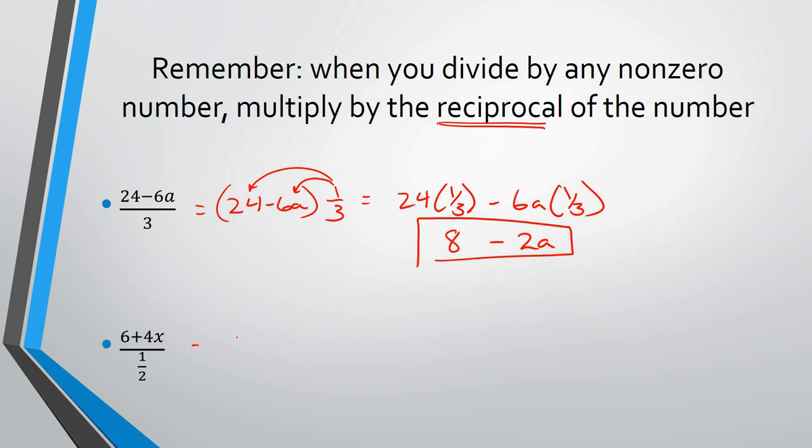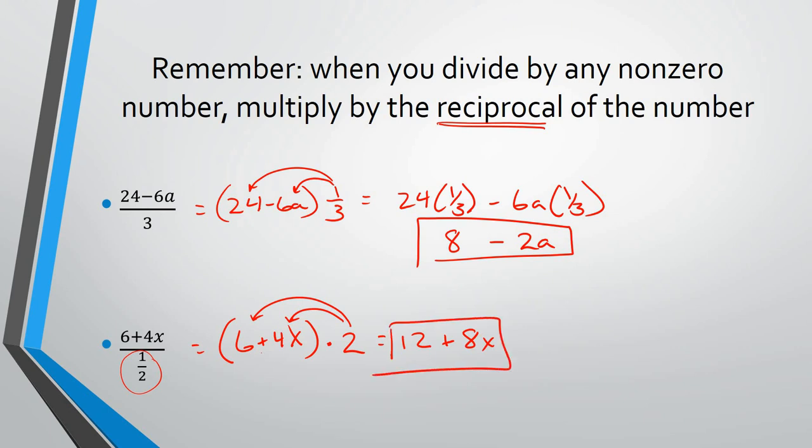Okay, let's try this one. 6 plus 4x divided by 1/2 is multiplied by the reciprocal of 1/2, which is 2. Again, using our distribution, I think we can do this with mental math. 2 times 6 is 12, plus 2 times 4x is 8x, and again, that's my final answer.